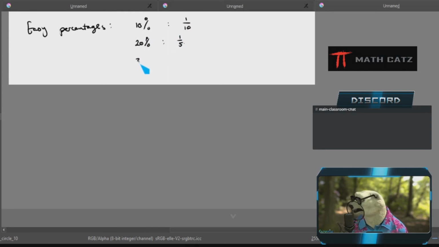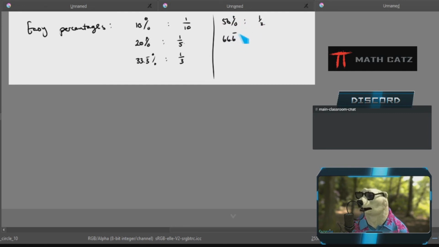Now there are many more. 33.3% would be a third. Of course, we have 50%, which is a half. And then we go to fractions a little larger. Maybe 66.6 repeating would be 2/3, 75%, 3/4, and so on. You can add more to this, but it really depends. I don't want to make them too much. I want the fraction to be a very easy calculation, right?